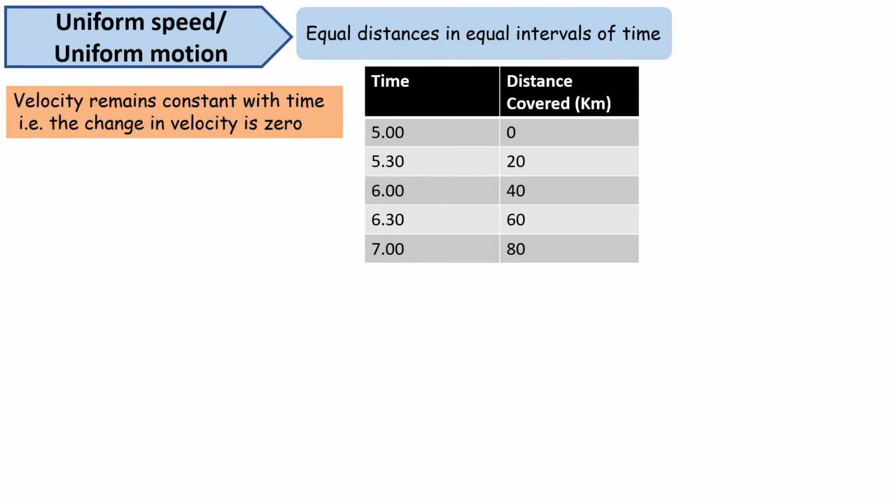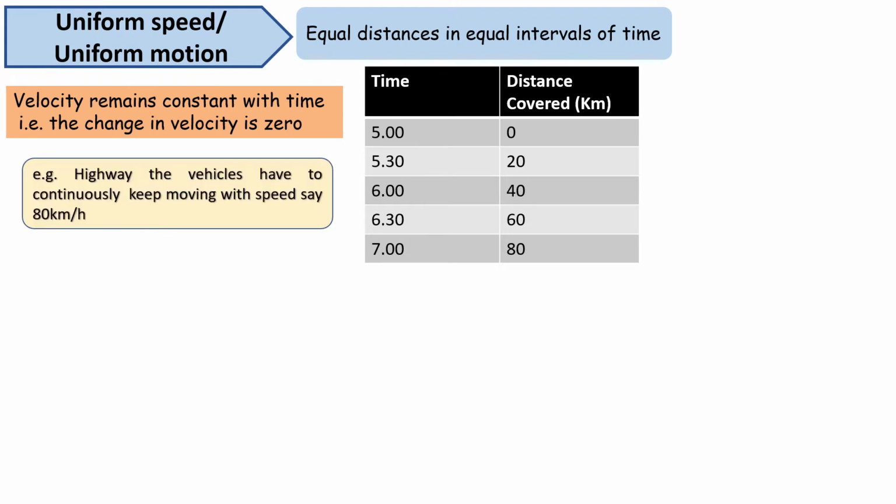Now, an example of this: here we say velocity is constant with time. The velocity remains constant with time, or we say the change in velocity is zero. Now, an example of this is the highway vehicles. They have to continuously keep on moving and the speed is almost 80 kilometers per hour because we do not want any traffic on the highway. Hence the speed of the vehicle is almost uniform. They are in uniform motion or uniform speed, having a speed of 80 kilometers per hour.